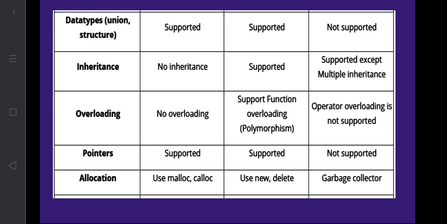Then the differences between how the data type and inheritance is done. The data types in C and C++ support union and structure data types.